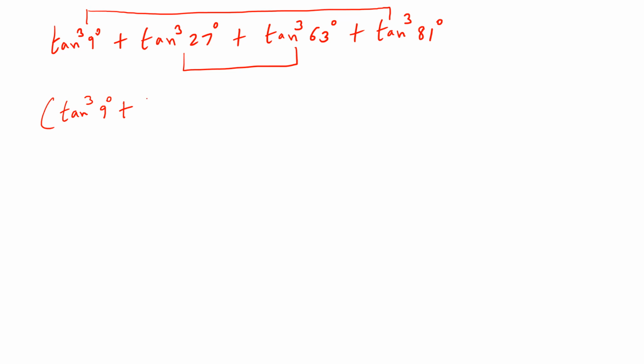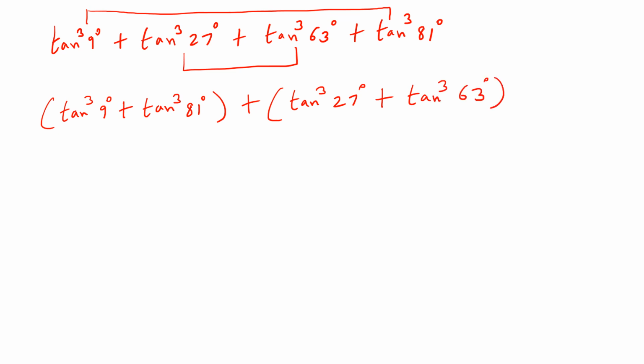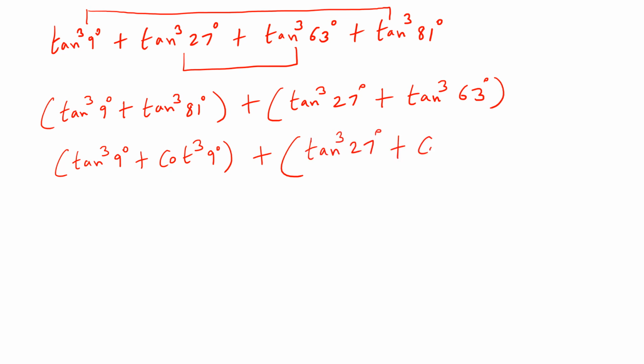I am grouping tan cube 9 degree with tan cube 81 degree. And similarly, I am grouping tan cube 27 degree with tan cube 63 degree. And we know that tan theta is equal to cot of 90 minus theta. So this means this is equal to tan cube 9 degree plus cot cube 9 degree. And the second expression tan cube 27 degree plus tan cube 63 degree can be written as tan cube 27 degree plus cot cube 27 degree.